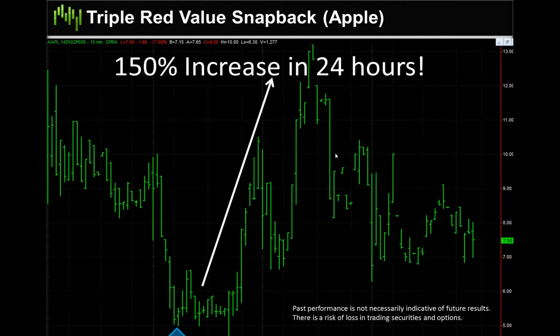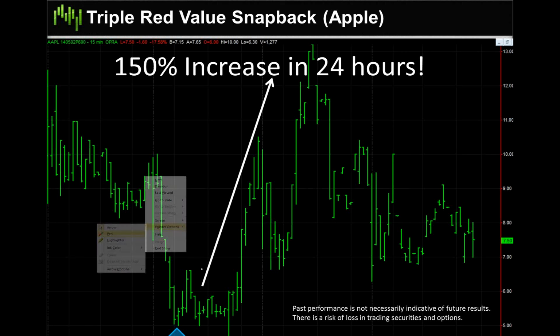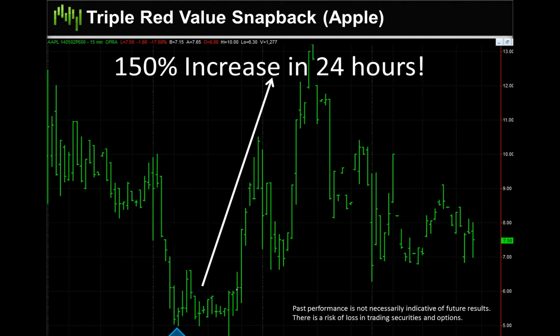So it's increasing our probabilities a little bit. Now, if we would have taken advantage of that, we could have purchased the put option here. We're betting for prices to go down on the underlying. This is a chart of the 600 put option for Apple Computer. And you can see that we should have been able to buy this for probably right around, call it, the 550 range here.